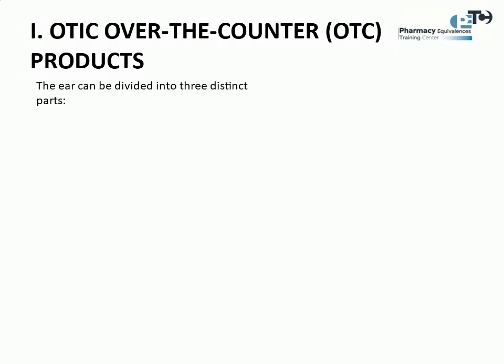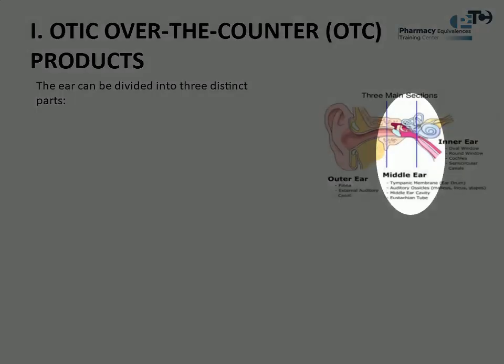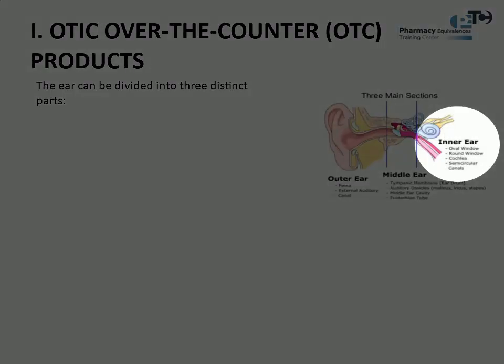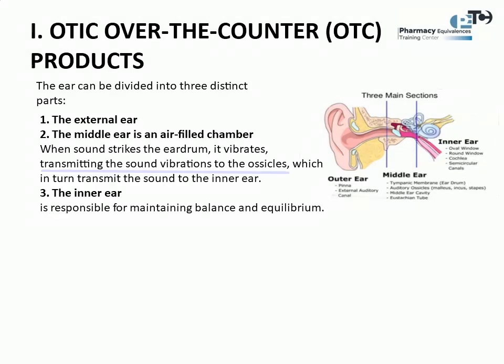The ear can be divided into three distinct parts. The first part is called the outer ear or external ear. Then the middle ear, and the last part is called the inner ear. The middle ear is responsible for transmitting the sound by vibration to the ossicle, and the inner ear is responsible for maintaining the balance of the body.